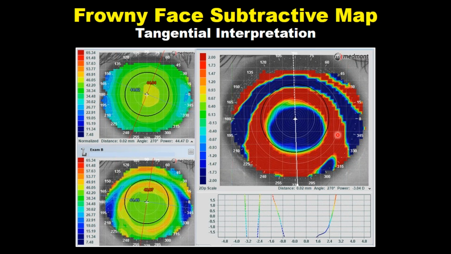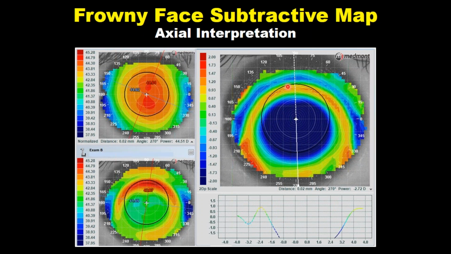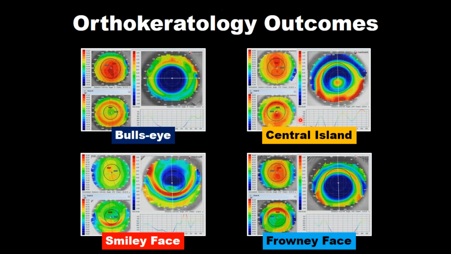Now if we go to the tangential map, we can see the red ring now decentered low and the blue ring decentered low. So I'm sure if you haven't looked at subtractive maps with great detail, you're getting the sense of what we need to do with all of them. Really focus in on the tangential map with this red ring and this blue ring, and with the axial map, focus in on this blue border with the greenish area where the cornea is relatively unchanged. So the subtractive maps are the most important function.